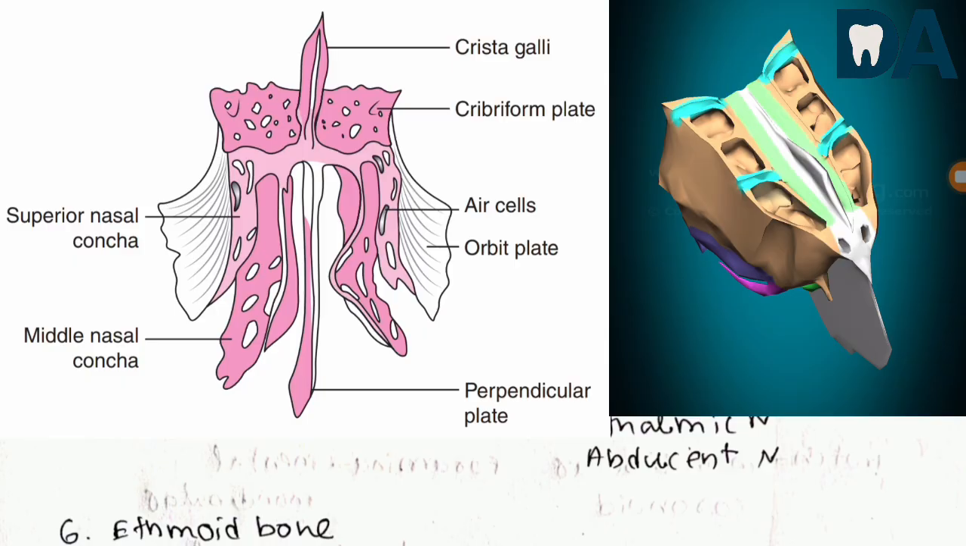Cribriform plate. It is the perforated plate present in the cranial base at right angle to the perpendicular plate. The multiple holes through this plate are called cribriform foramina, which permit transmission of olfactory nerves from the epithelial lining of the nasal cavity.